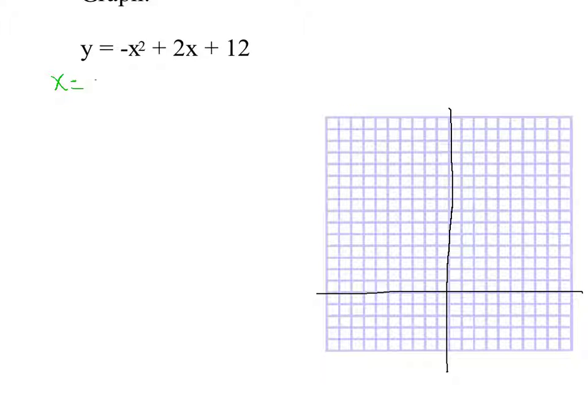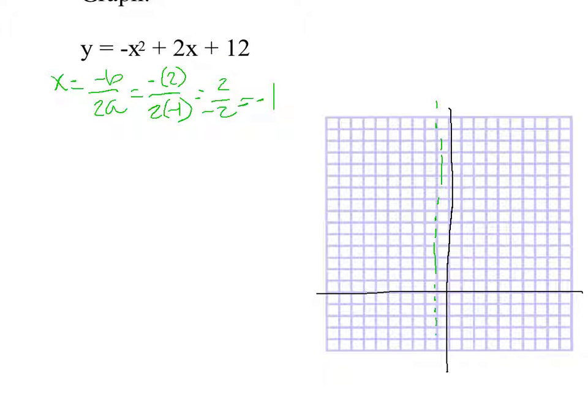So we've got x equals negative b over 2a. We've got negative 2 over 2 times, this time a is negative 1. We get 2 over negative 2, we get negative 1. So my axis of symmetry is x equals negative 1. Jump back to the blue for the actual graph.